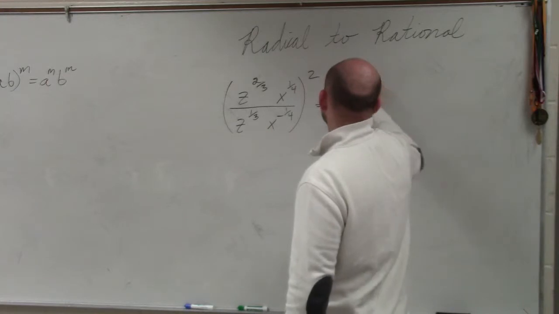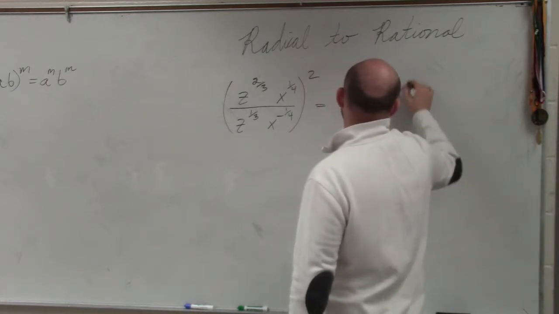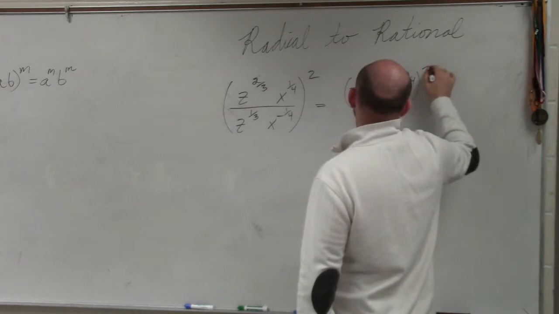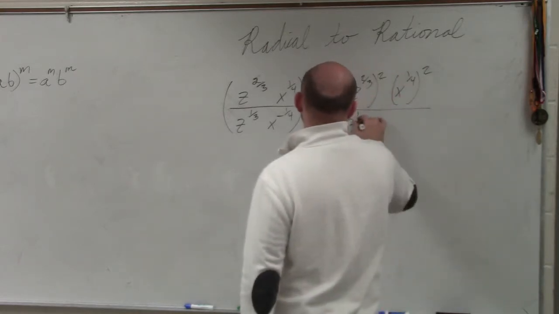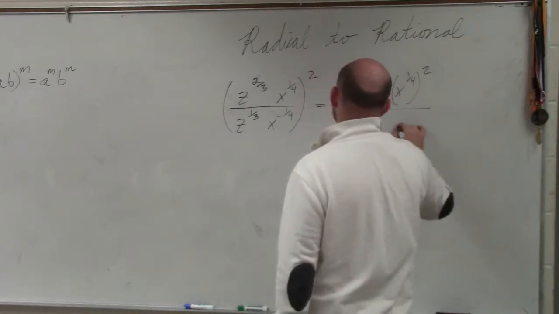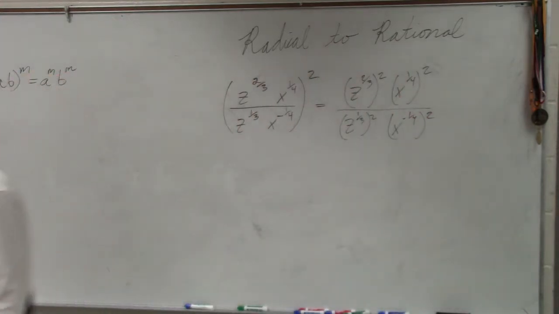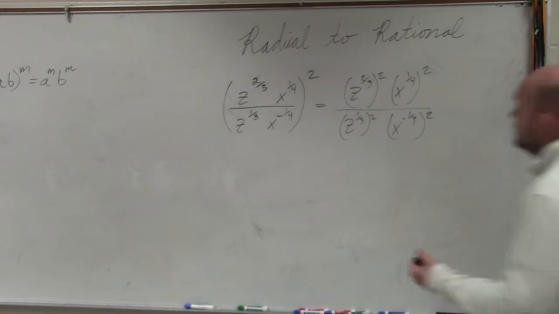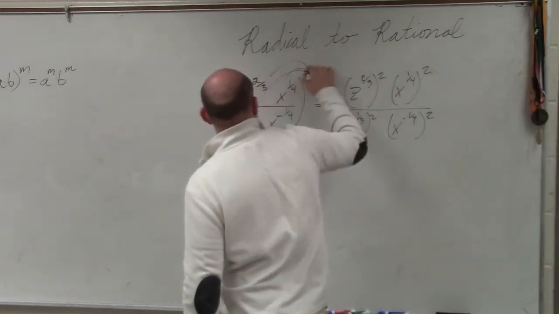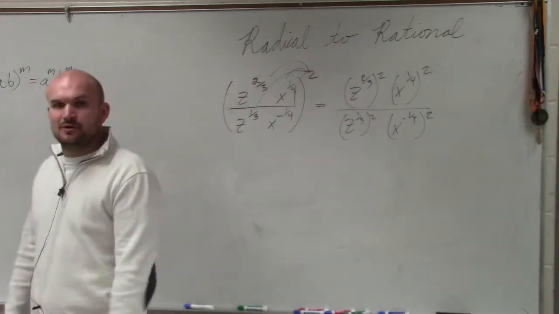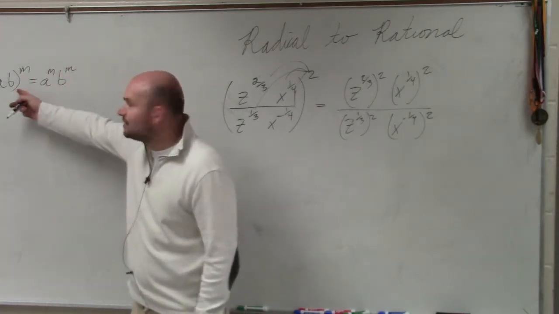So therefore, it's going to look something like this. Z to the 2/3 raised to the second, x to the 1/4 raised to the second, divided by z to the 1/3 raised to the second, and x to the negative 1/4 raised to the second. Does that make sense, Mariana? This is exactly what we did last problem. You apply that 2. That power goes to every single one. You got to raise every single exponent to the second power.